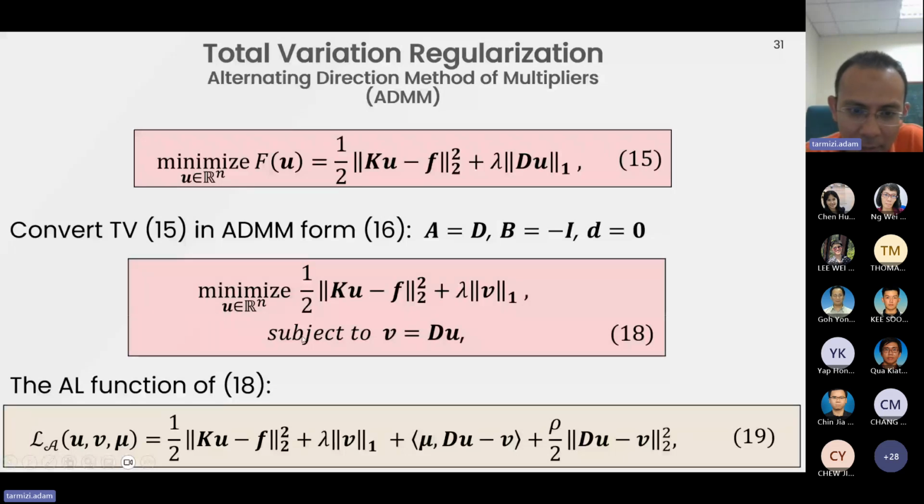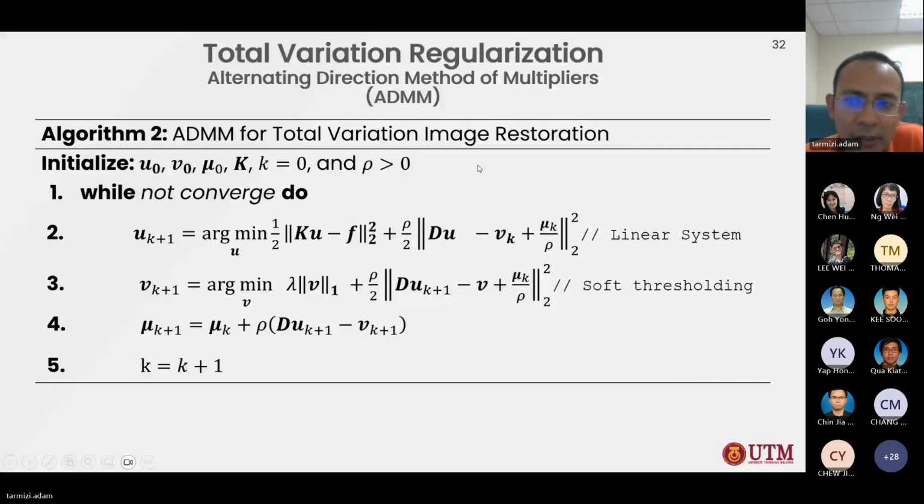So this is going to be amenable to the ADMM, okay, and then you just construct the augmented Lagrangian function of this problem. We will have this, okay, and then we alternately minimize between U, V, and the Lagrange multiplier update. So this is the overall ADMM to solve the total variation denoising problem.